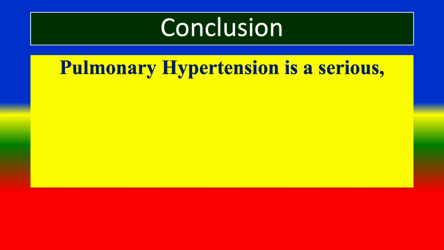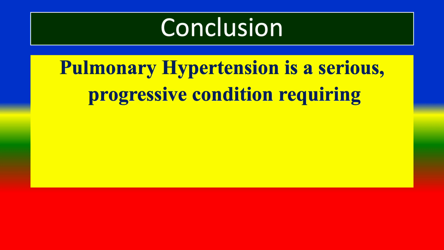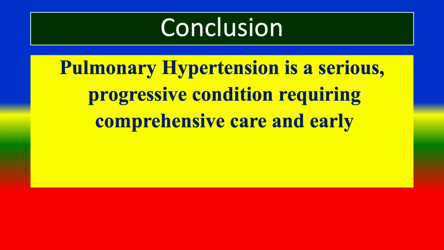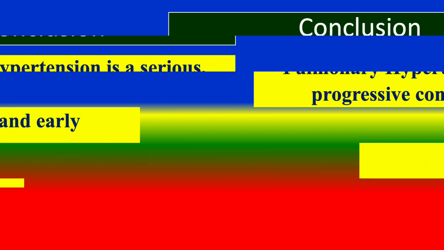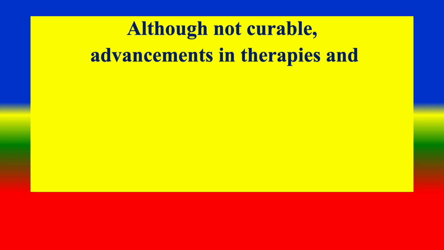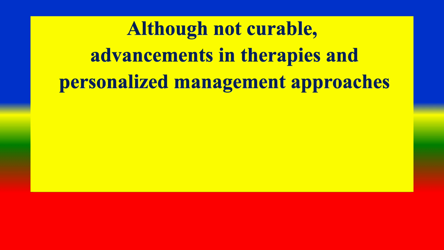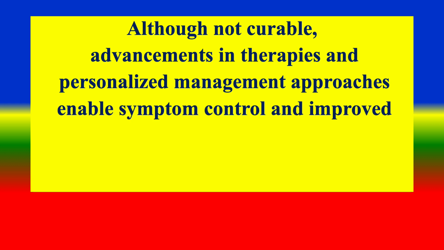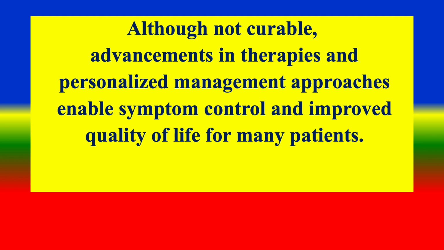In conclusion, pulmonary hypertension is a serious progressive condition requiring comprehensive care and early intervention. Although not curable, advancements in therapies and personalized management approaches enable symptom control and improve quality of life for many patients.